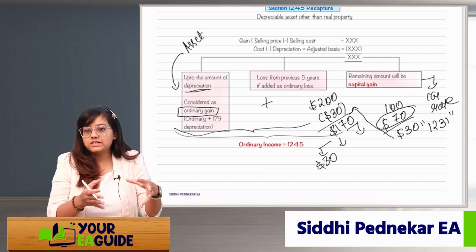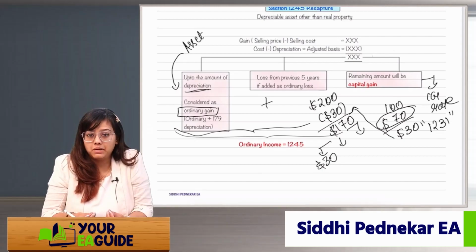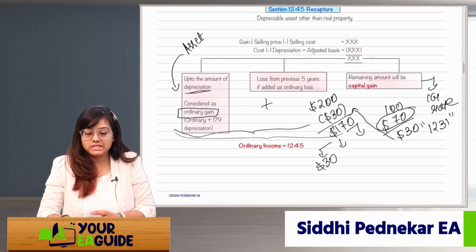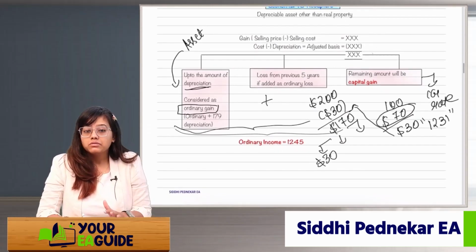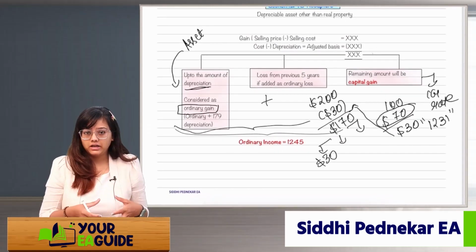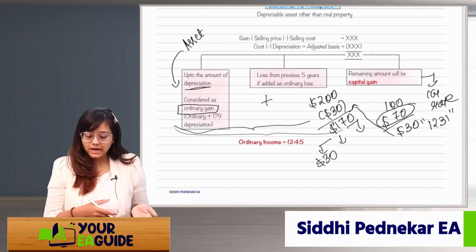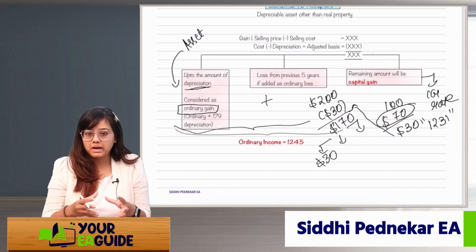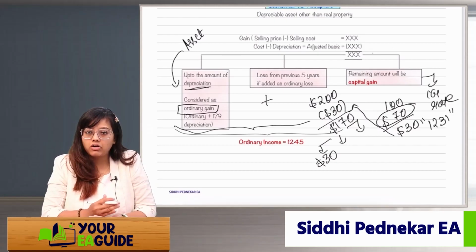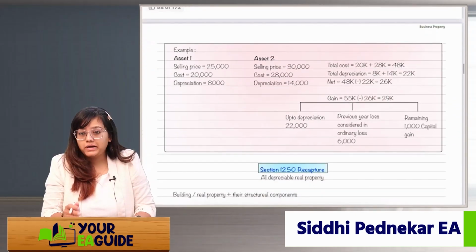1245 is nothing but the ordinary gain. It means whatever depreciation you have claimed in the past, and it includes 179 depreciation as well. We will learn about 179 in this chapter only. But just remember, whatever depreciation you have claimed on that asset, and if there is any loss from the previous 5 years, both of those amounts will be combined and considered as ordinary income and will be taxable at the ordinary income rate. All right. Let's take one example.